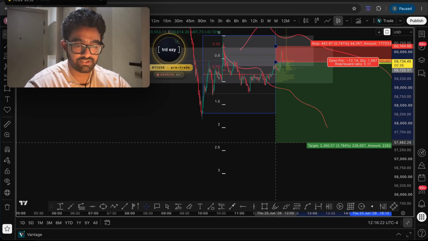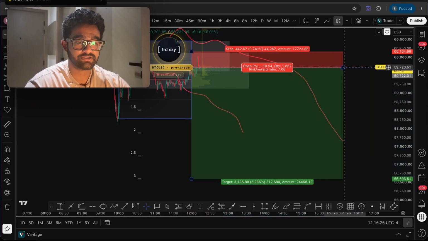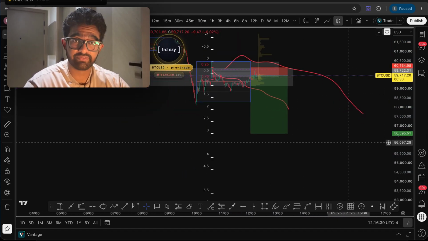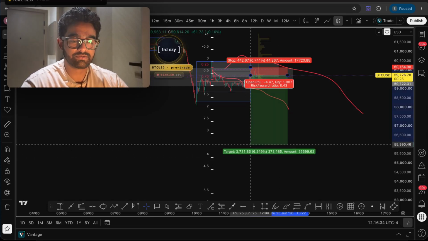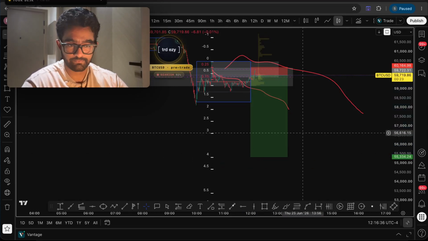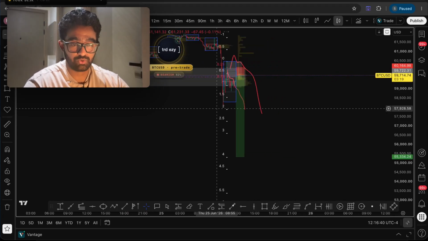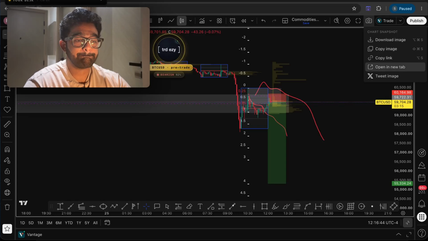The 2 standard deviations would be here. This is where you would be taking partials. And if you want to keep full take profit there also, you're most welcome to. And this over here is where we'll keep our full take profit. So either or, whatever you are happy with, you can do. Okay, so this is that setup that we are looking for on Bitcoin.